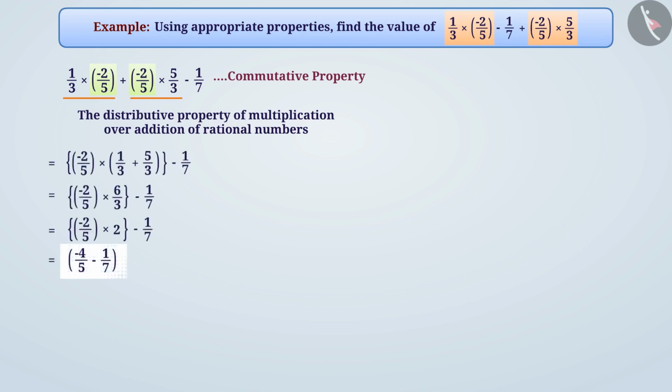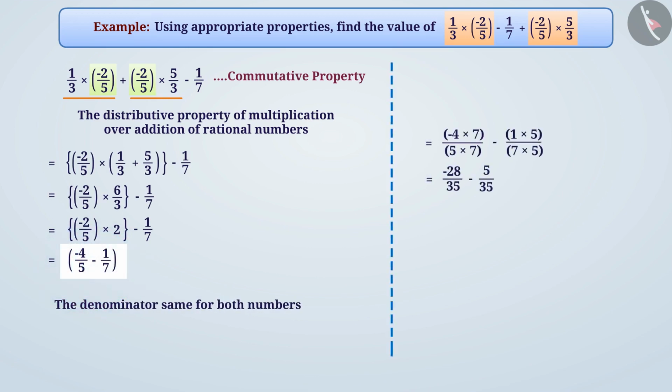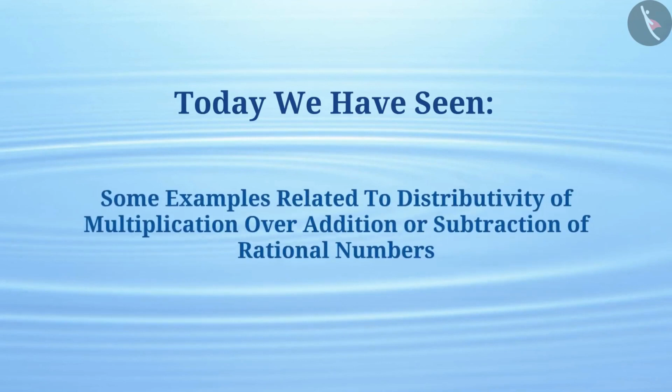Now, to simplify this bracket, we will make the denominator same for both numbers. By simplifying it, we will get the result minus 33 by 35. So today we have seen some examples related to distributivity of multiplication on addition and subtraction of rational numbers. We will see some mistakes related to them in the next video.